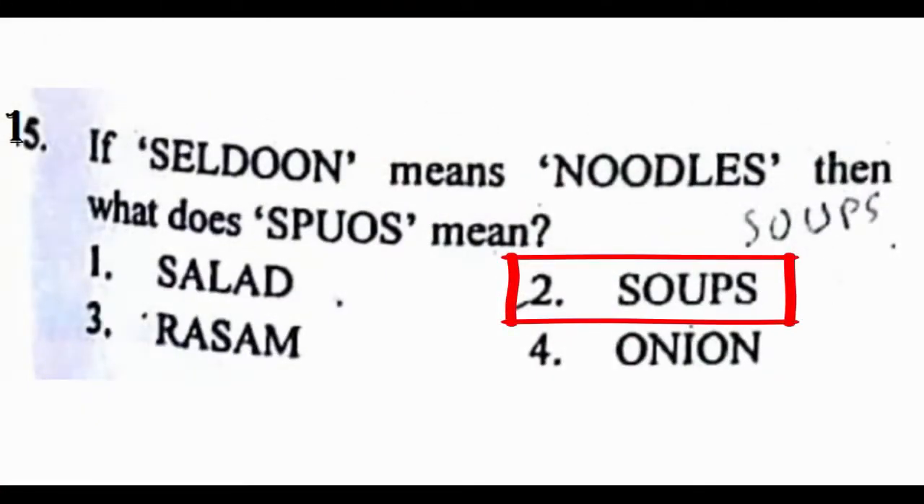Next problem, problem number 15. If SELDOON means NOODLES, then what does SPUOS mean? We found here the order of letters in the first word is reversed in the answer word. So, the correct answer of this problem would be option 2, that is SOUPS.